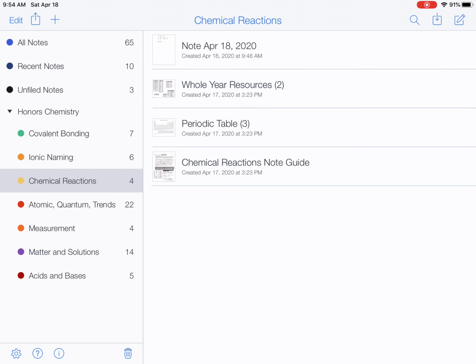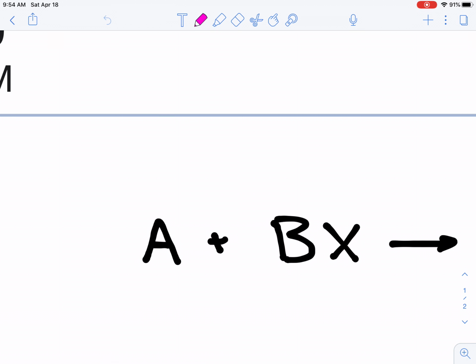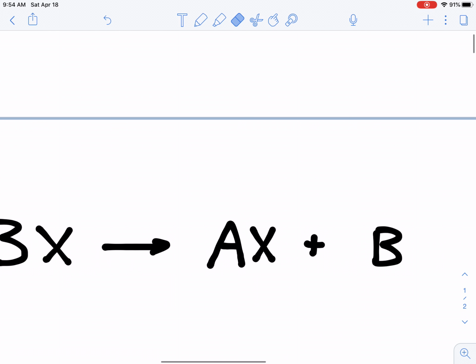So you'll notice on the note guide, there is this really weird looking kind of equation. It says that A plus BX yields AX plus B. So what does that mean?